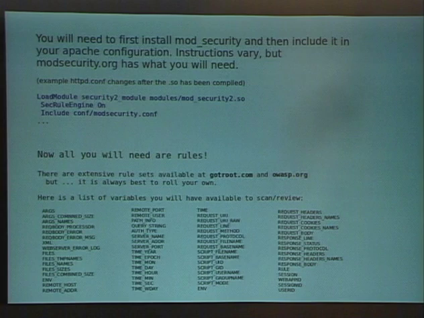Here is a list of variables that you get to review in your fingerprint identification. It's a long list. Unfortunately, you guys can take your notes and I'll be here for like 20 minutes while you keep writing this down, or you can get the slides. You can also download a large list of predefined rules from either gotroot.com or OWASP.org. Those are both good sources for getting a basic list of fingerprints to identify attacks and prevent them.